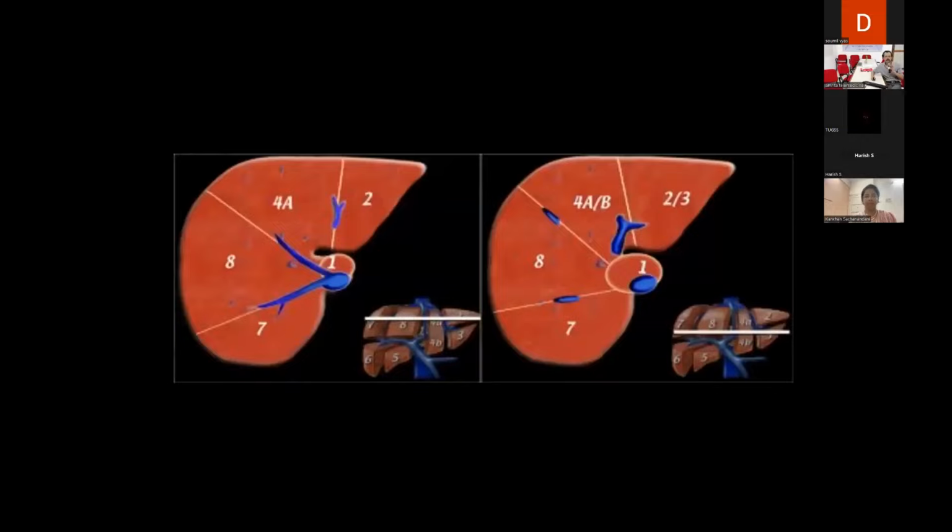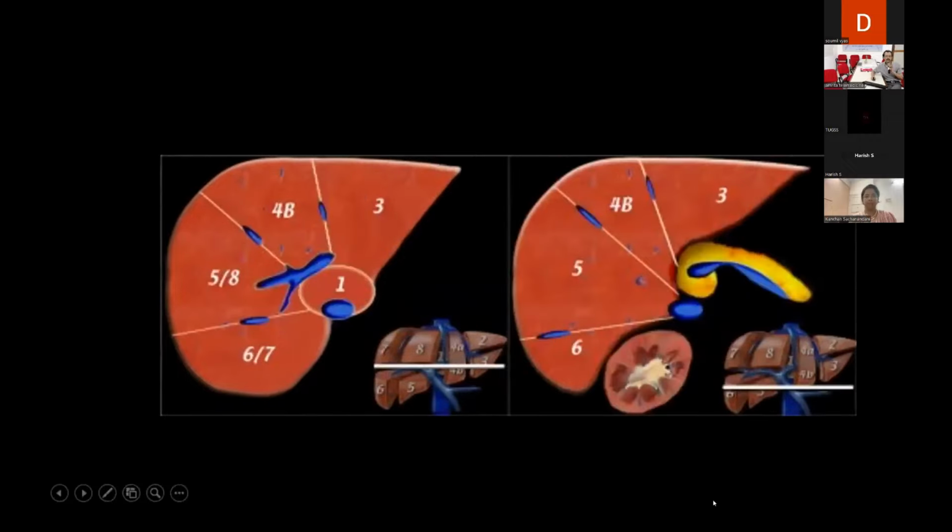So coming to the radiological anatomy, if you take a cut at the level of the hepatic veins, then you have segments 2, 4A, 8, and 7. So why do you have to know this? Basically, based on this, we can say in which segment a particular tumor is located. If you take a slightly lower cut of the CT, then you can see the junction of segments 2, 3, 4A, 4B, and 7, 8.